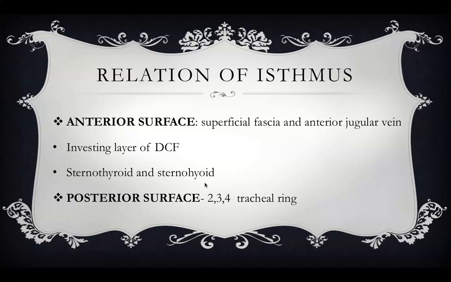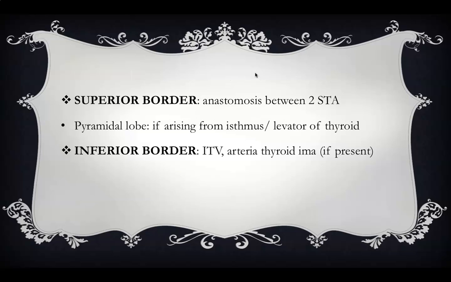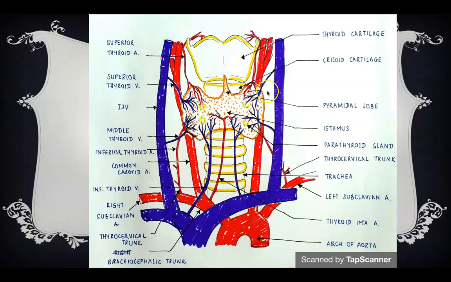Now, talking about the relations of the isthmus, I told you there are two surfaces. The anterior surface has superficial fascia and anterior jugular vein, the investing layer of deep cervical fascia, and sternothyroid and sternohyoid. The posterior surface has the second, third and fourth tracheal rings. The superior border has anastomosis between the two superior thyroid arteries, like we can see here.